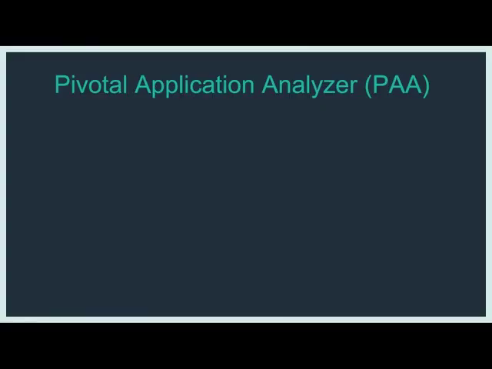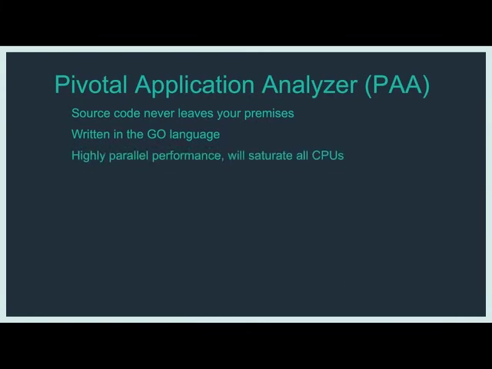When we designed and developed PAA, we had your needs in mind. We know, we get it, your source code is sensitive. It's your competitive edge, so it will never leave your premises. To make this happen, we wrote PAA in the Go language. That's right, the same language Docker uses. By using Go, we made PAA highly parallel. Why? Because scanning source code is a special type of problem. It's called embarrassingly parallel. No, really, that's actually a computer science term. Look it up. It means there's a huge opportunity here to exploit parallel processing.